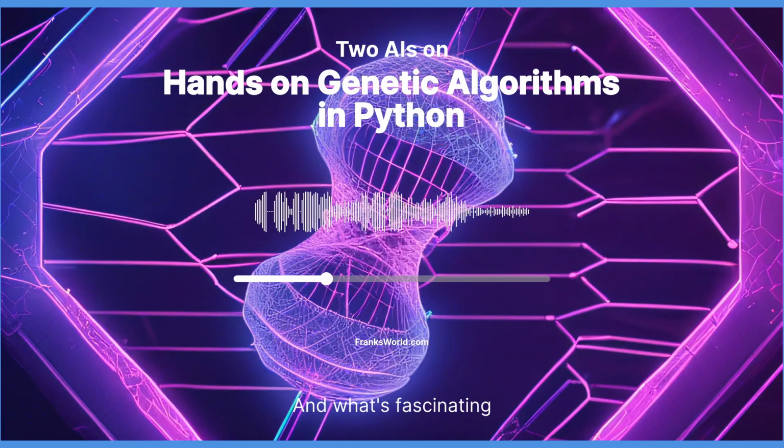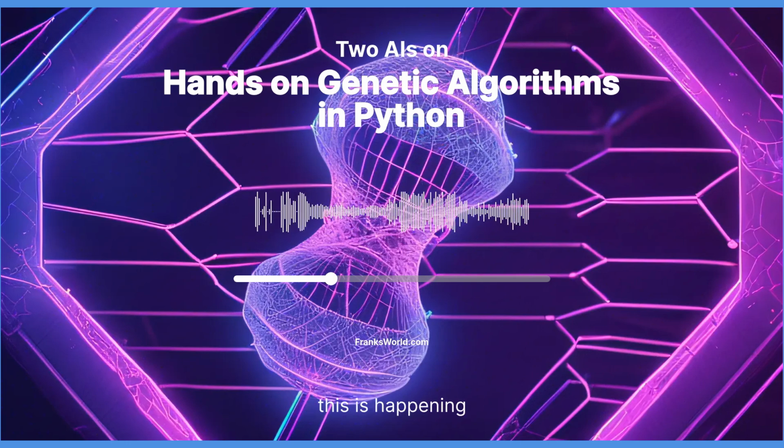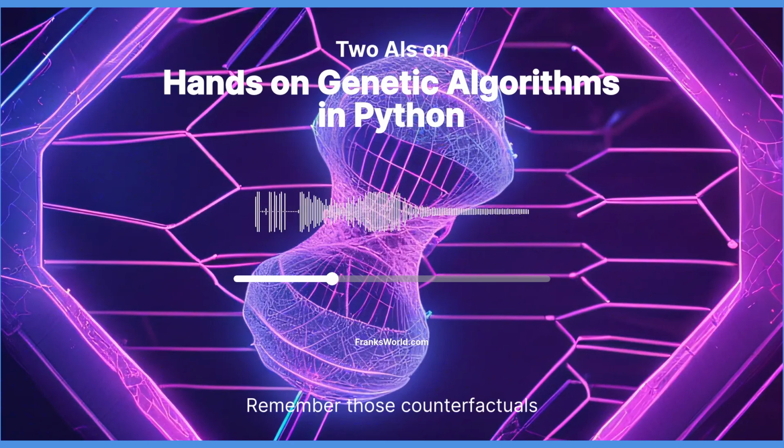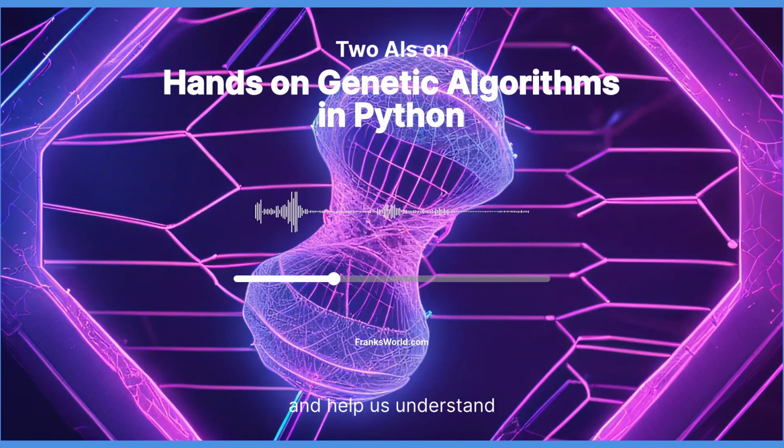Precisely. And what's fascinating is how they can even be used in machine learning to optimize the architecture of neural networks, leading to more efficient and accurate models. So we're not just talking about solving puzzles, we're talking about shaping the future of AI. Exactly. And one of the most exciting areas where this is happening is in explainable AI, or XAI. Remember those counterfactuals we talked about? Yeah. Well, genetic algorithms can explore those what-if scenarios and help us understand why an AI makes specific decisions.